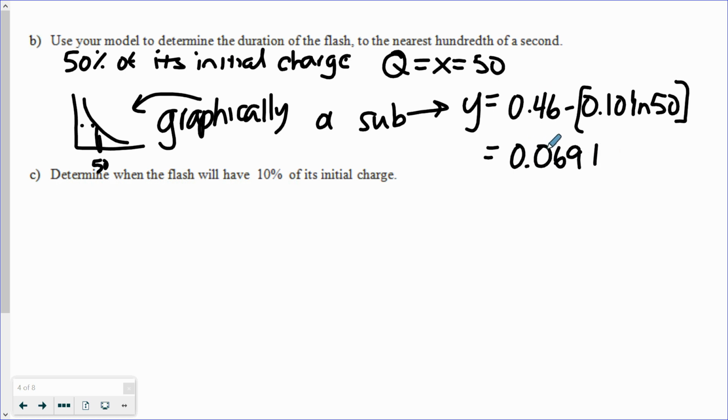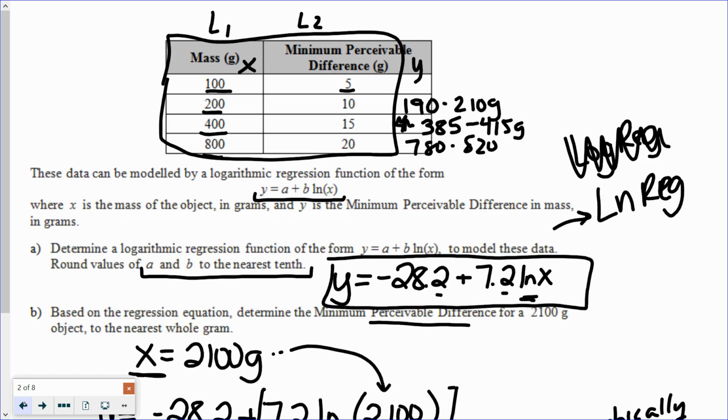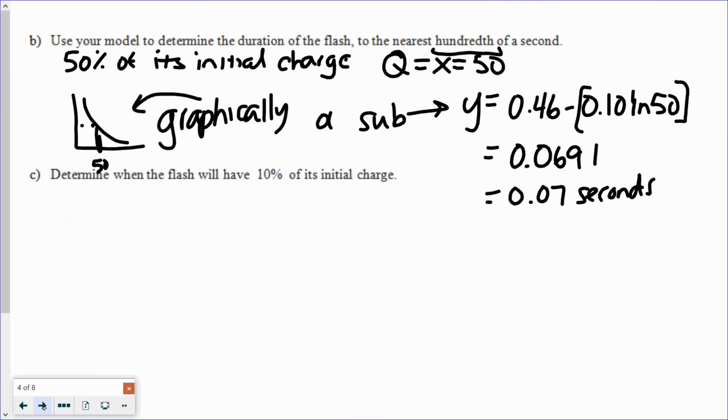So I get 0.0691. It says to the nearest hundredth of a second, so that equals 0.07 seconds. So 0.07, yeah, it's in that range. It's right in the middle, actually. I said it wasn't going to be right in the middle. Technically, it's a decimal, but that's okay. Oh, I've gone back too far. There we go. So 0.07 seconds is the duration of the flash.